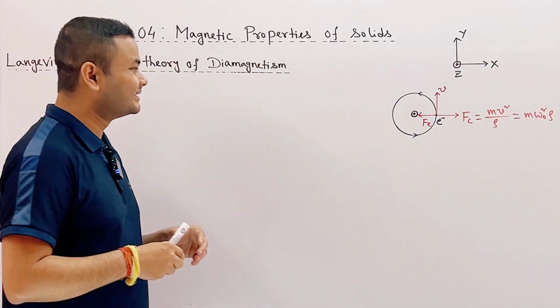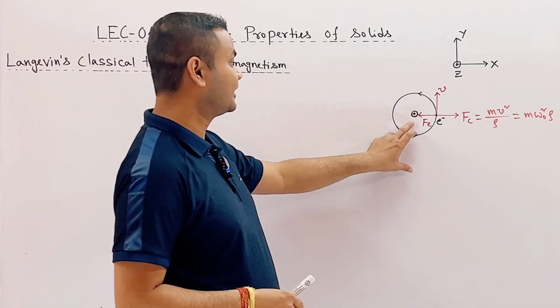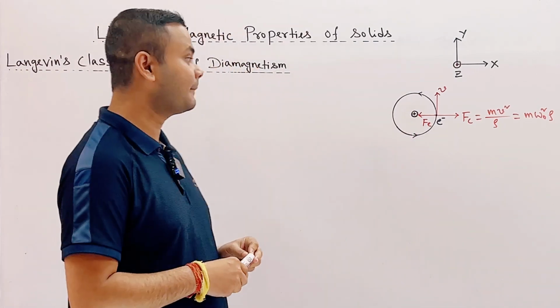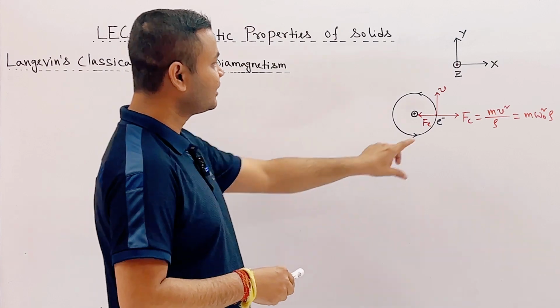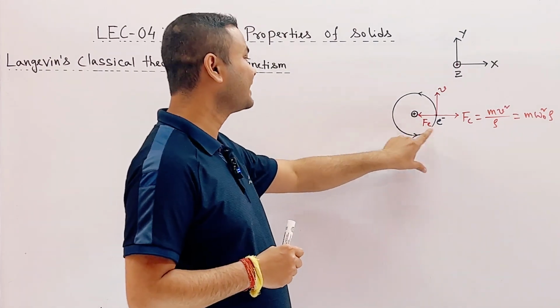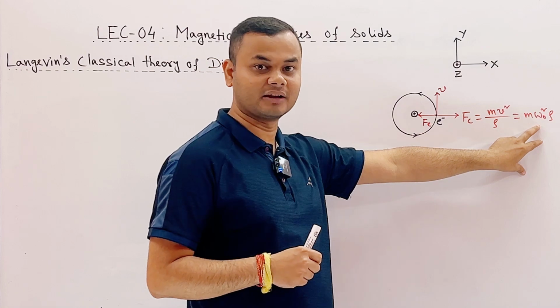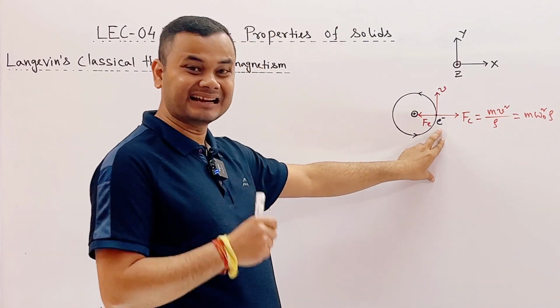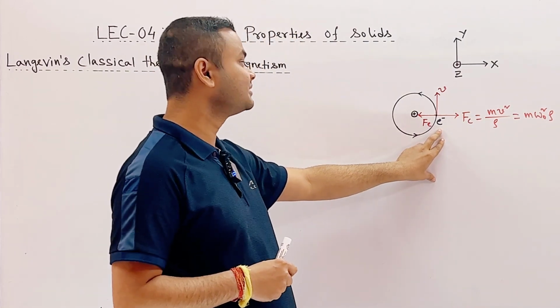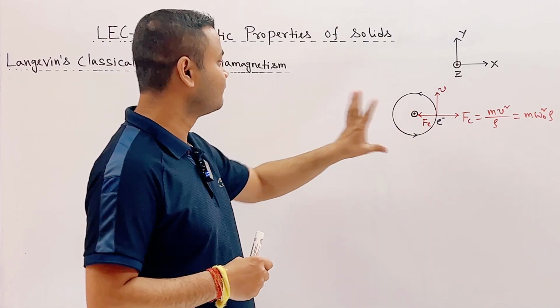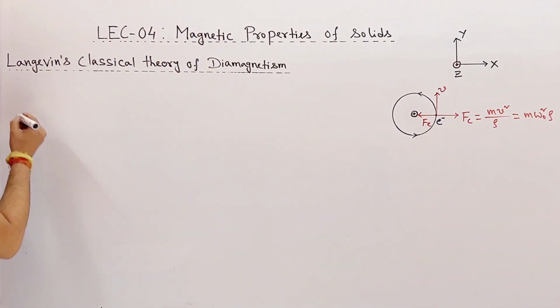First, we are considering a simplest 1 electron atom in absence of any external magnetic field. We assume that this electron is revolving around the nucleus in anti-clockwise direction with angular frequency omega naught. The mass of the electron is m and charge of this electron is minus e. Okay? First, let me write these points.